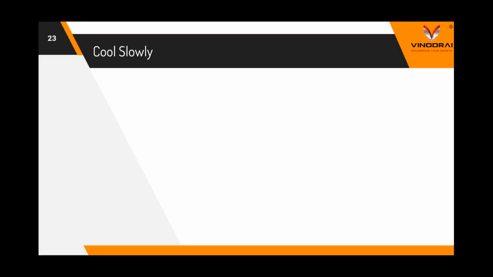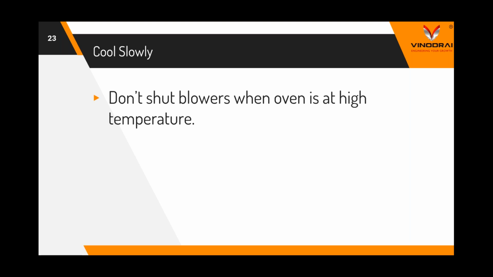Cool slowly is one of the very important things, and it is very important that we do not shut down the blowers when the oven is already at high temperature. Usually during the last leg of the cycle or the last day of the shift, as soon as they finish the heating cycle, people just want to shut off the blower and the burner, both of them, which is not a good thing. The blowers must always be shut down only after the temperature gets down to 70 to 60 degrees Celsius, because if you shut down blowers at high temperature, it might bend the blower shaft and also affect your impellers.